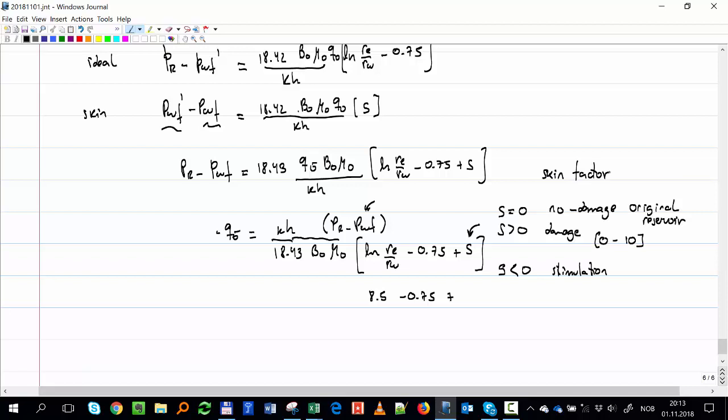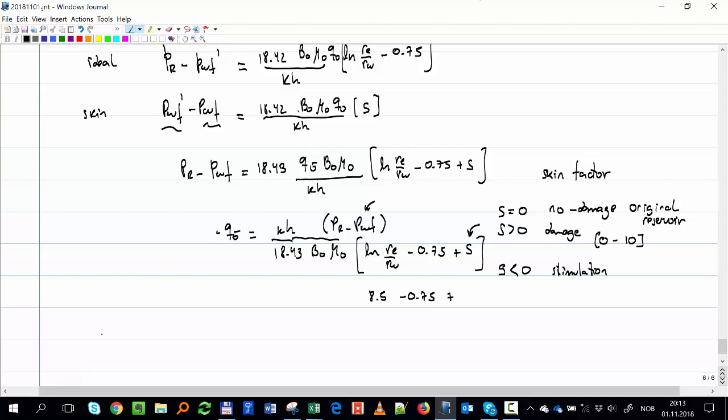So to finish for today, I didn't get to gas, so we're going to cover that tomorrow. It's a similar development. The main difference with gas is that this Bg is changing with pressure, so we have an integral that we have to know what to do with. But it's exactly the same procedure that we have done here.